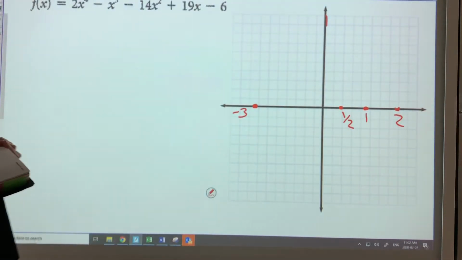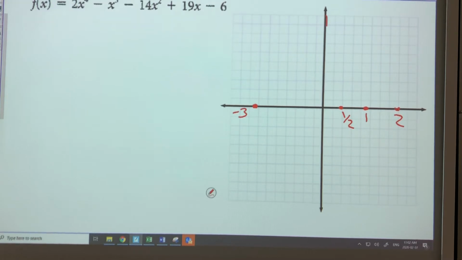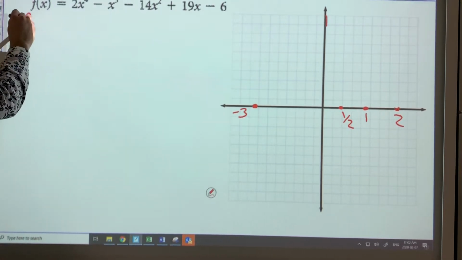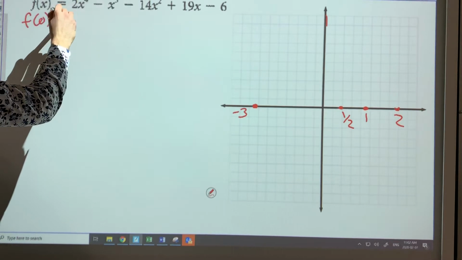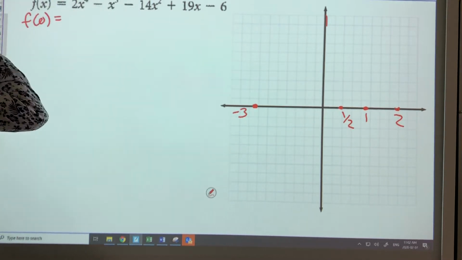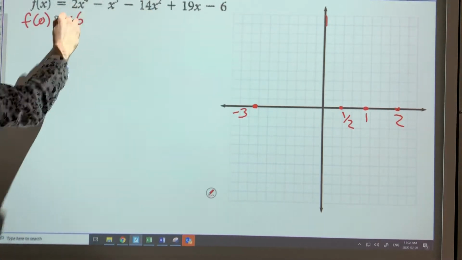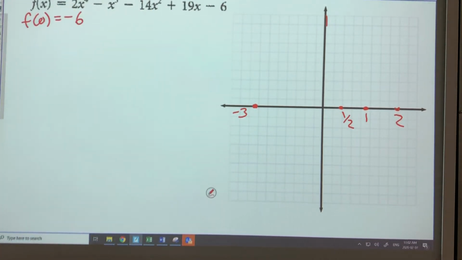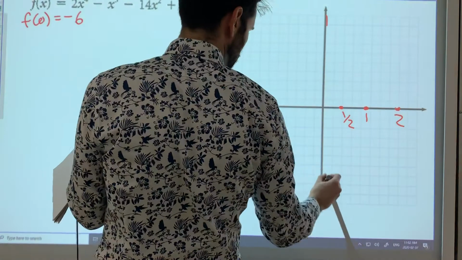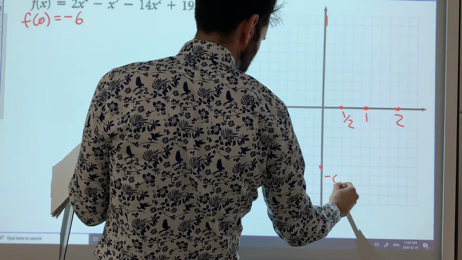So now they're labeled. What else do we need? What's easy to find? The y-intercept, perfect. If we plug in f of 0, what do we get? This is gone, this is gone, this is gone, this is gone, so -6. It'll always be the constant term. Then you would just go down here and label, okay, so there's -6.